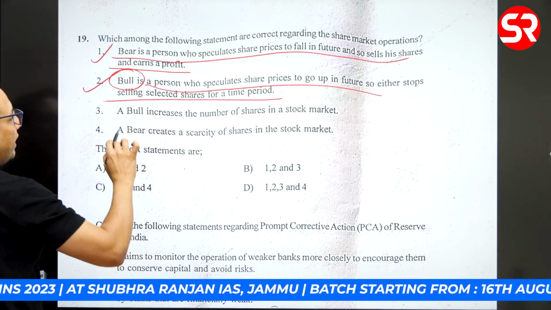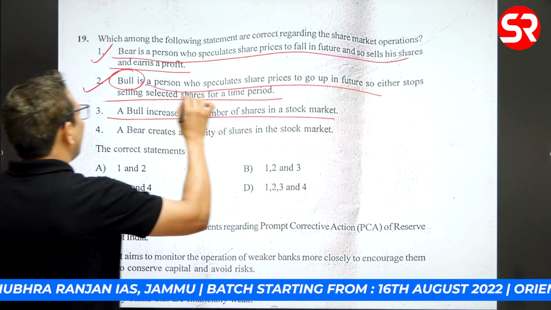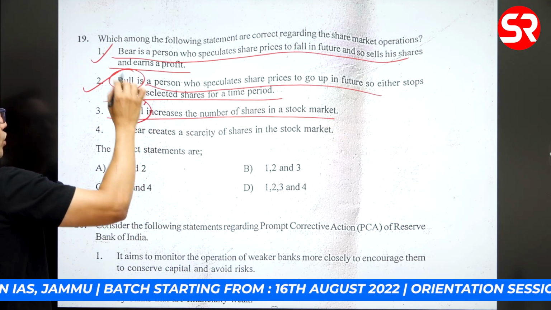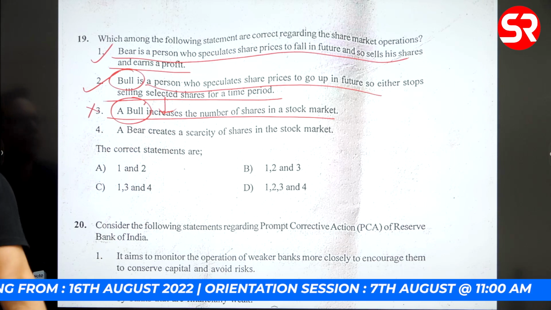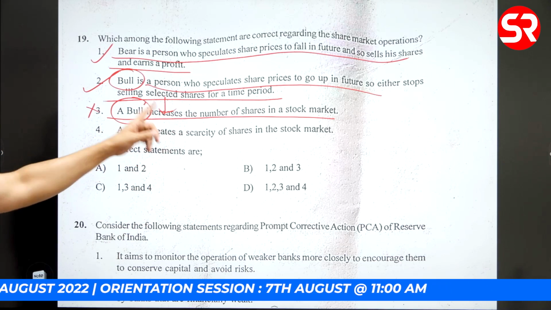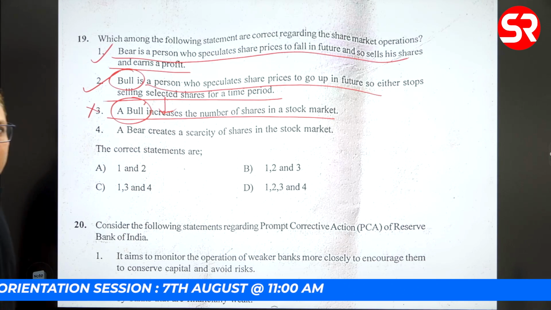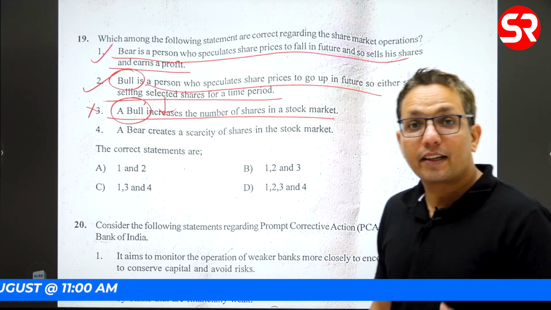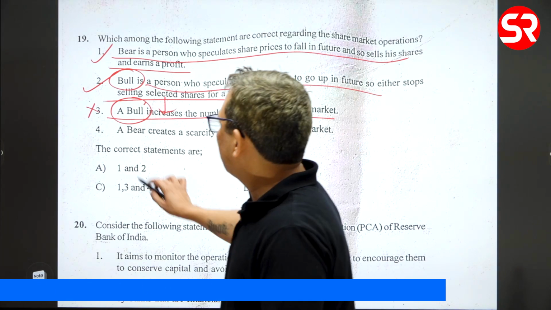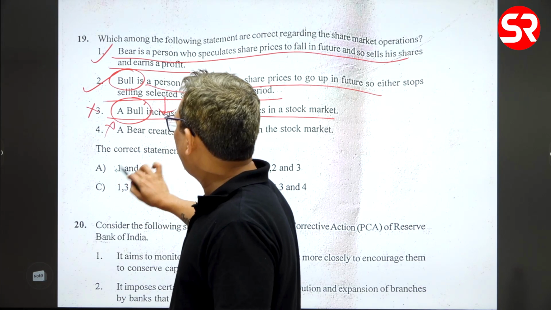A bull increases the number of shares? No. A bull would buy shares, so he would reduce the number of shares in the stock market. This statement is wrong. A bear creates a scarcity of shares in the stock market? This statement is wrong, because a bear will be selling the shares, so he will be increasing the number of shares in the market. This statement is wrong. Correct is only 1 and 2.